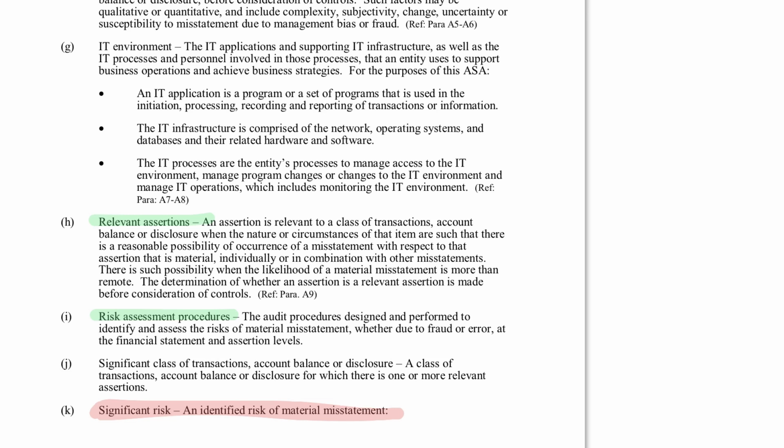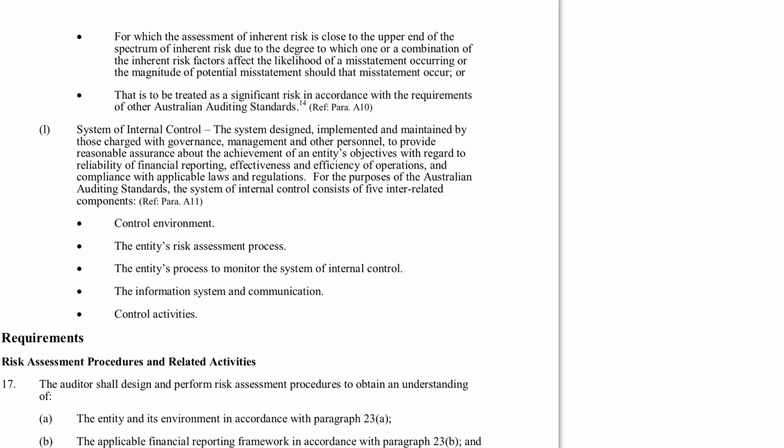So there are risks of material misstatement which, scrolling over and going across the page, let's look at this. For the risk, the assessment of inherent risk is close to the upper end of the spectrum of inherent risk due to the possibility of what might happen, due to the likelihood or the magnitude. All right, so that's key, upper end of the spectrum, and that's going to be a significant risk in accordance with our ISAs. So that's really nice and clear now. It was difficult before to determine what would be significant. We now know upper end of the spectrum of inherent risk.